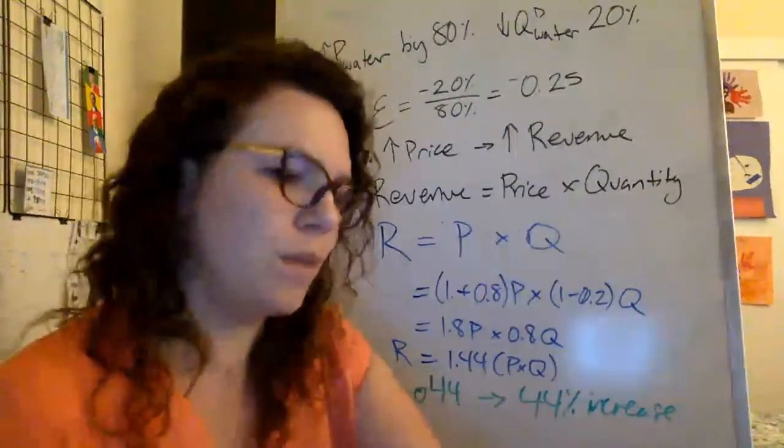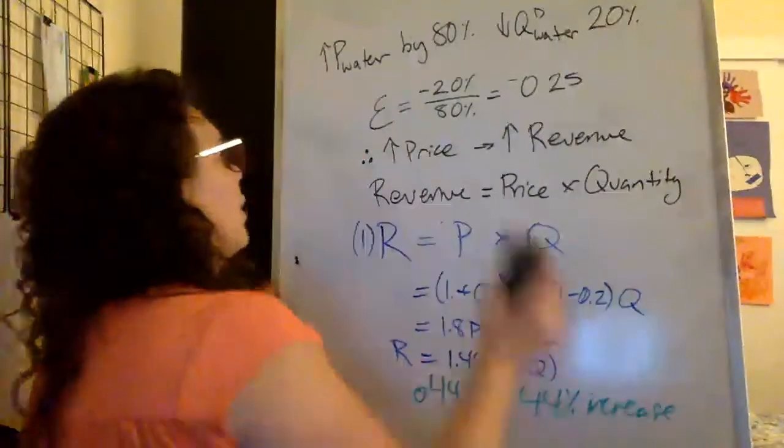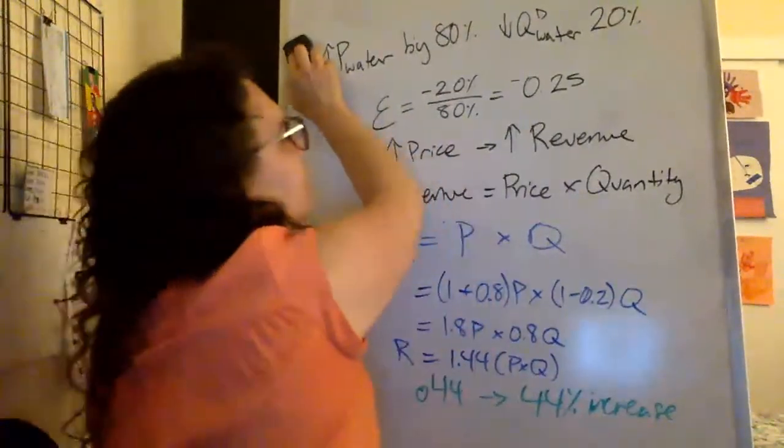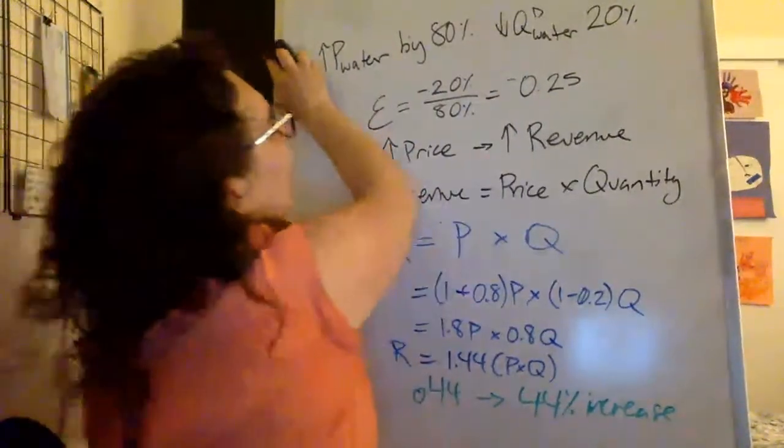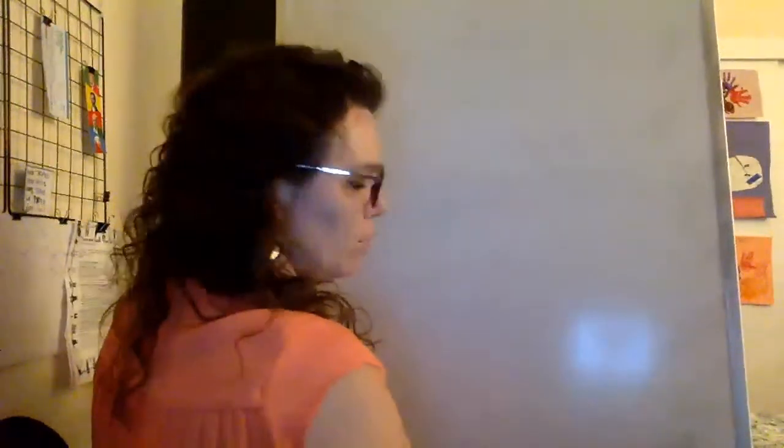The next problem looks at coconut oil, and it gives us the demand function for coconut oil, and it asks us to use our knowledge of income elasticity to solve for the problem. So let's go ahead and do that. We start with our general information.